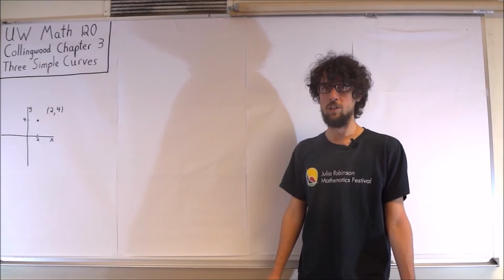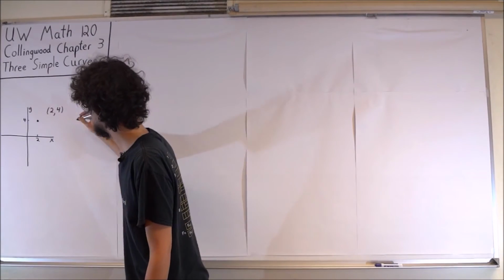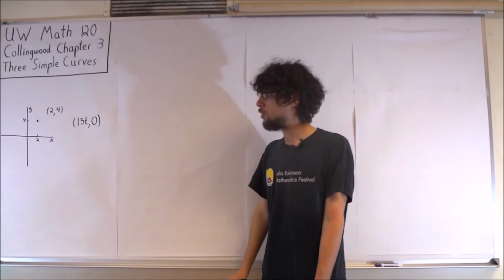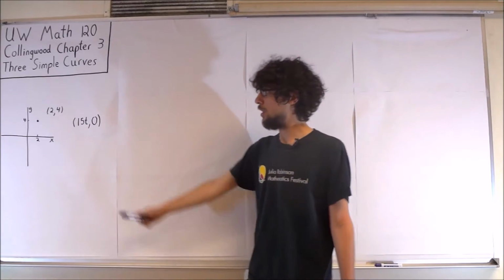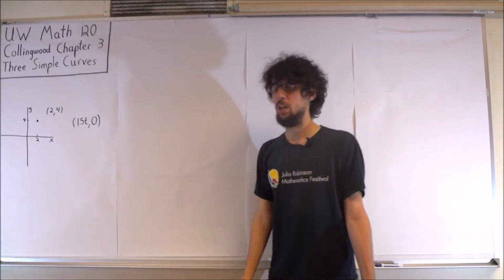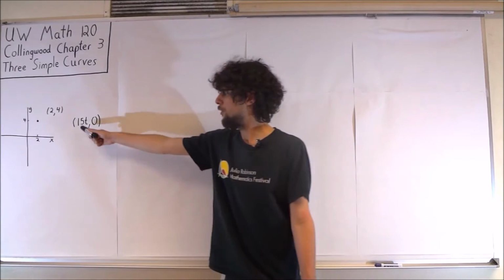In particular, we saw something like this to describe someone's position at time t. At time 0, they're at 0, 0. At time 1, they're at 15, 0.